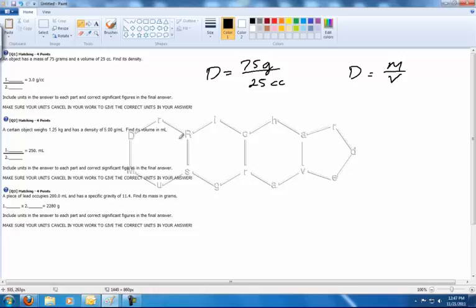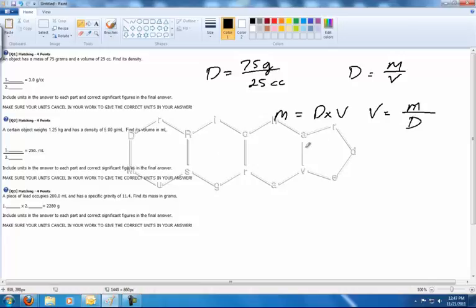Alright, looking at the next one. We've got a certain object weighs 1.25 kilograms, has a density of 5.00 grams per mil. What we're looking for is the volume. If we know that density equals mass divided by volume, that means that mass equals density times volume, which means that volume equals mass divided by density.